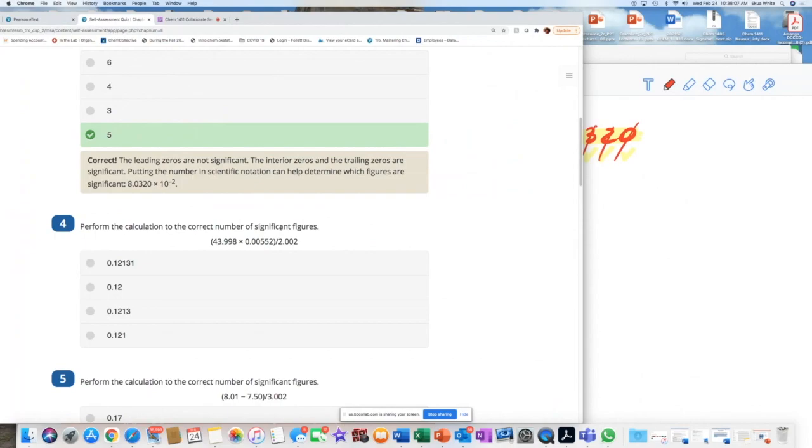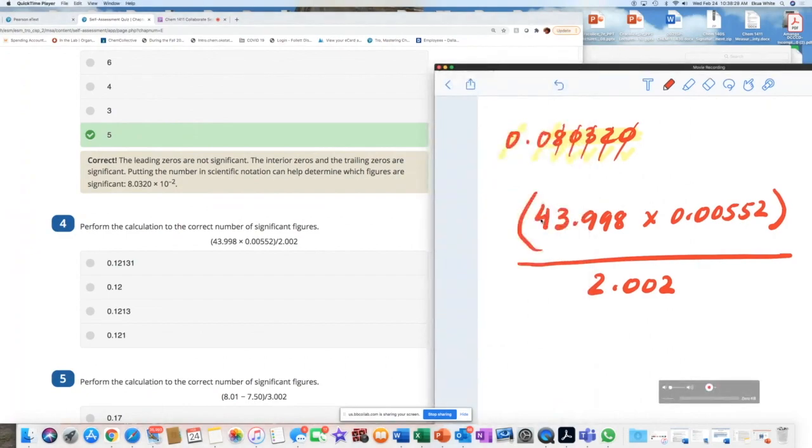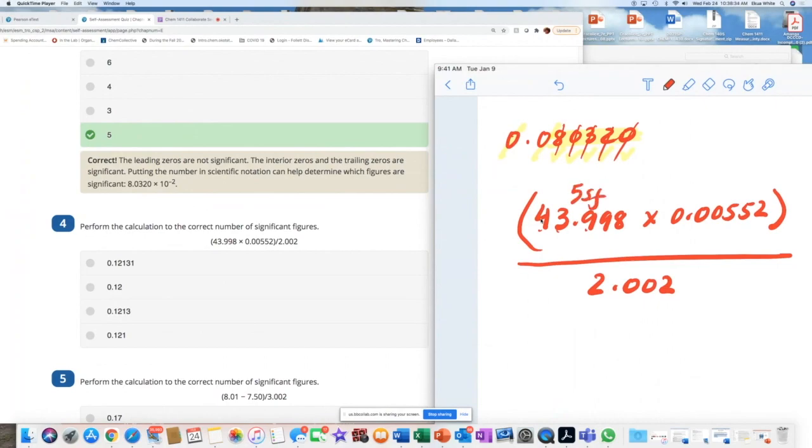So we have number 4, 43.998 times 0.00552, and then this whole thing is in parentheses, divide by 2.002, right? So this is one of those questions where you have 1, 2, 3, 4, 5 significant figures here. This is the one that requires PEMDAS because you have a mixture of operations, right? Here you have 3 significant figures, and here you have 4 significant figures.